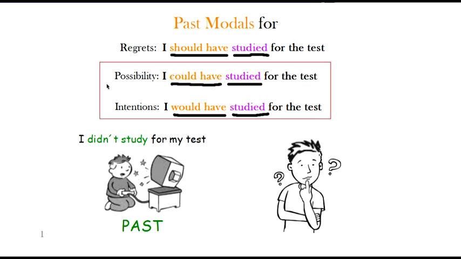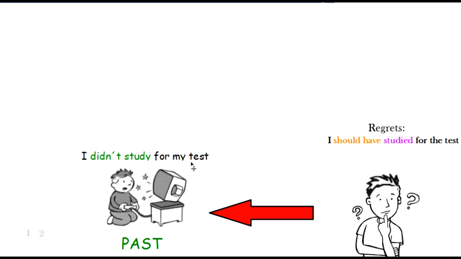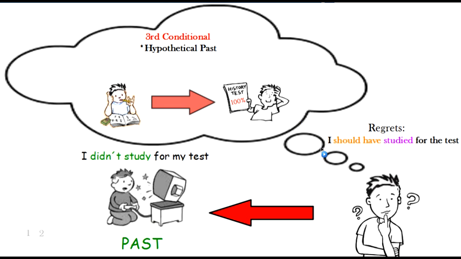And I want to focus on these two because that's a big part of the second grammar point we saw. So remember, a regret is usually something like this. I should have studied for the test. I didn't study. That was a bad idea. I regret that decision, so I say I should have studied for the test. But if he's thinking hypothetically about the past and how things could be different, he's using a third conditional. And the third conditional uses some of our past modals.